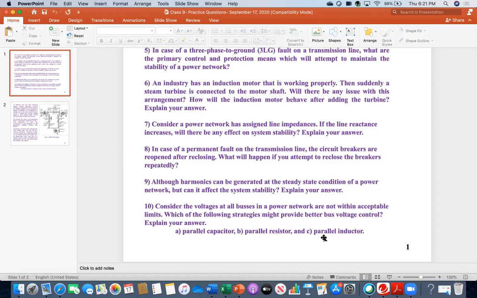Like I have written three things: parallel capacitor, parallel resistor, parallel inductor. Which things might provide better bus voltage control? And explain your answer. So who likes to answer this one? I think it would be a parallel capacitor. Yes, definitely. So why? What is the issue with resistor and inductor? Because the parallel capacitor would be able to supply the reactive power.